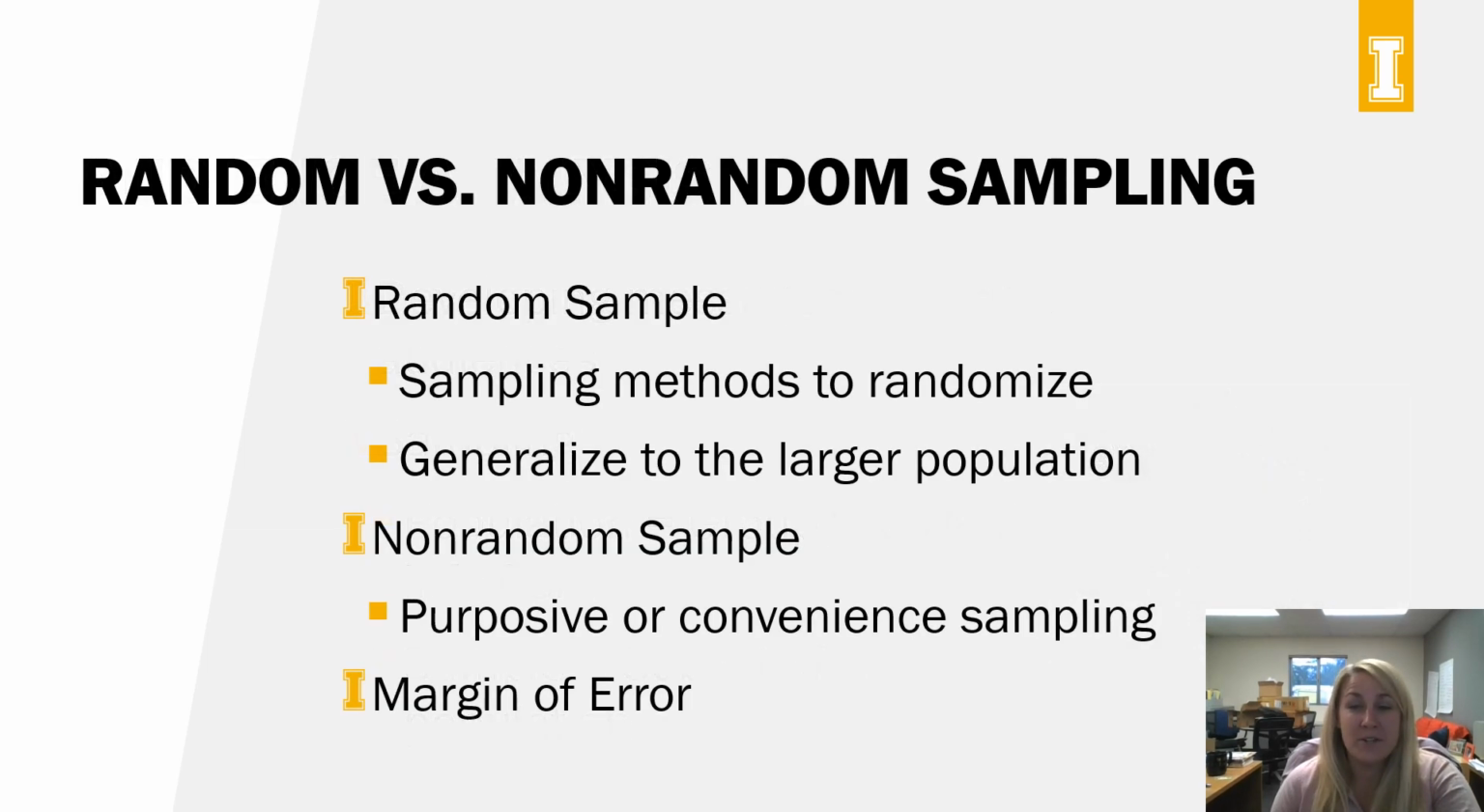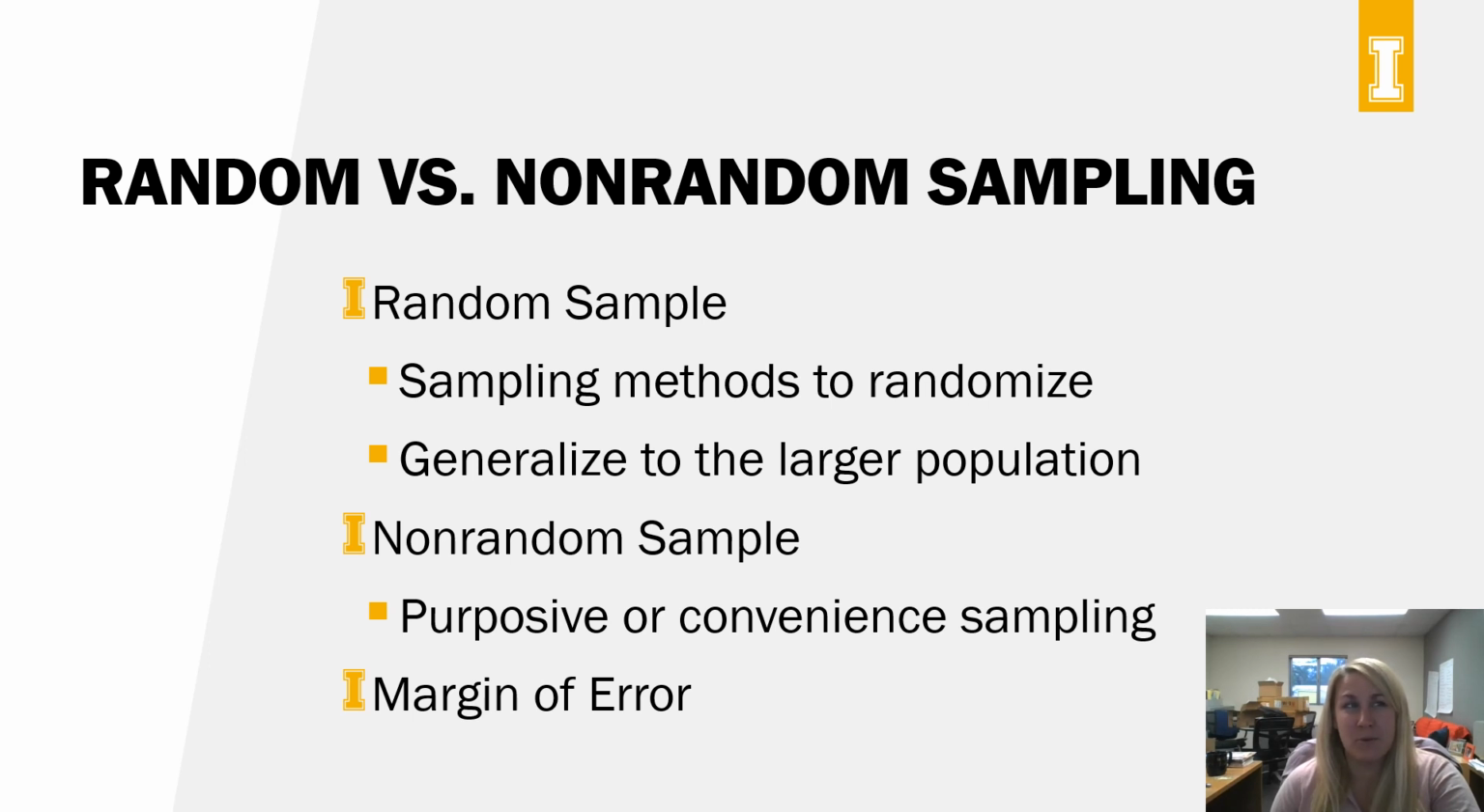There are primarily 2 different types of sampling. However, there's lots of different ways to do both random and non-random sampling. How do we know when to use a random or non-random sample? A random sample allows us to generalize to a larger population.